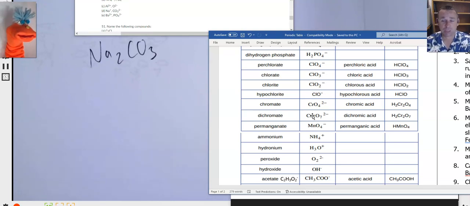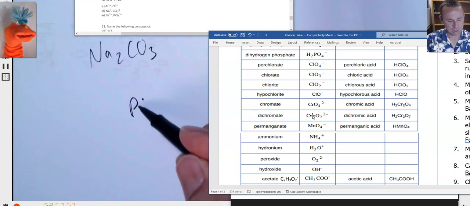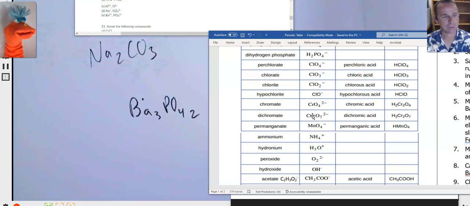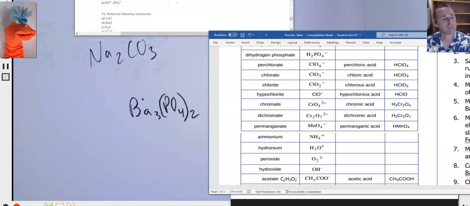So there are hundreds of other polyatomic ions that aren't on this list. So we have to be ready to work our way around polyatomic ions that we're not familiar with also. But this is the phosphate ion here. So what's our chemical formula going to be? Ba3(PO4)2, like that. Well, you need the parentheses around here to make sure that we say that we have 2 phosphates. Yeah. Okay. Name the following compounds.